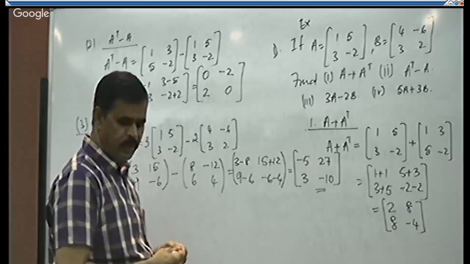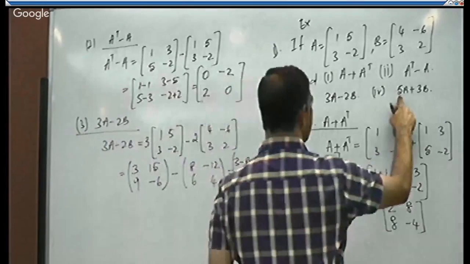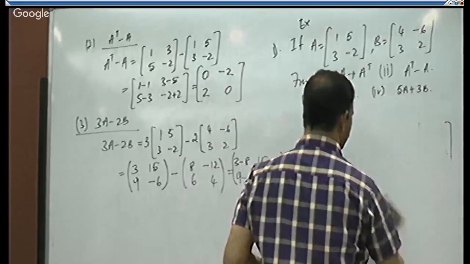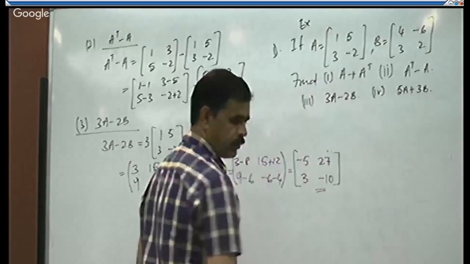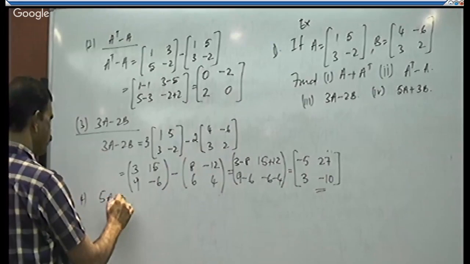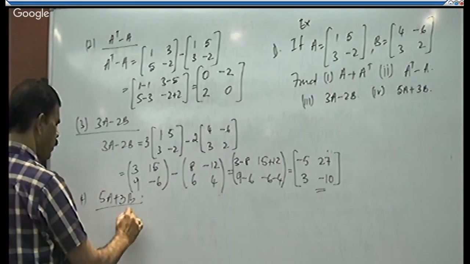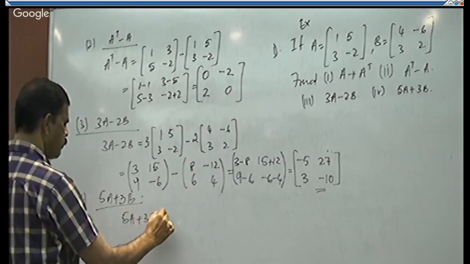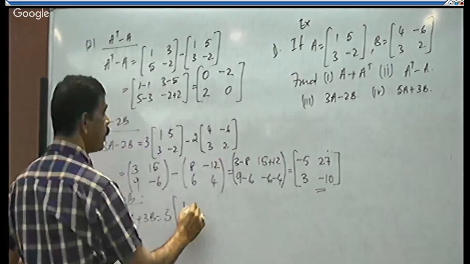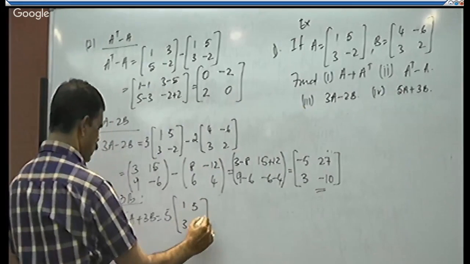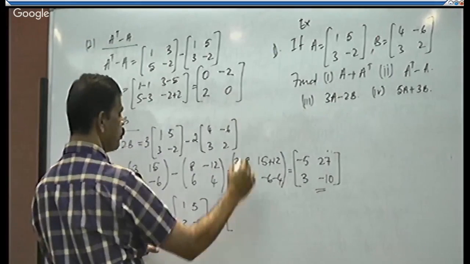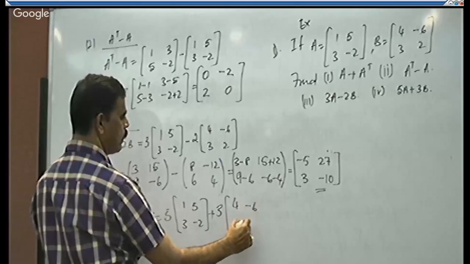Next expression we have to calculate is what? 5a plus 3b. Fourth one, 5a plus 3b. 5a. Write 5. Then write a. What is a? A is 1, 5, 3 minus 2. Next symbol. We have plus. Write 3 into b. What is b? 4 minus 6, 3, 2.